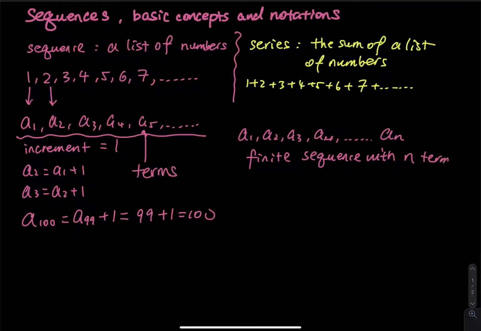What if we keep on going? What if we have A1, A2, A3, A4, and then we go all the way to AN, and then we don't stop, and we keep on going? Then this is an infinite sequence with infinitely many terms.